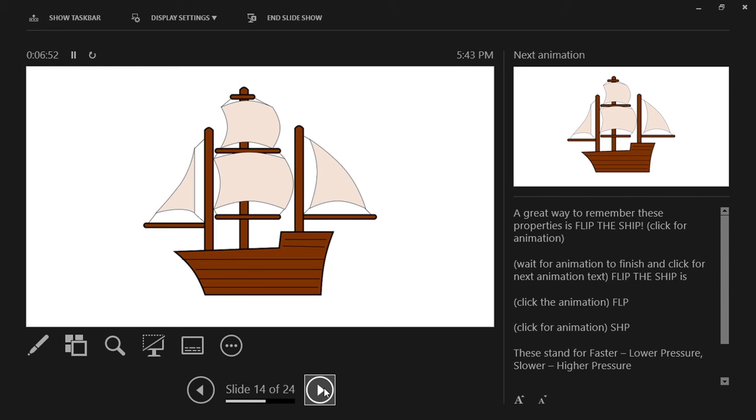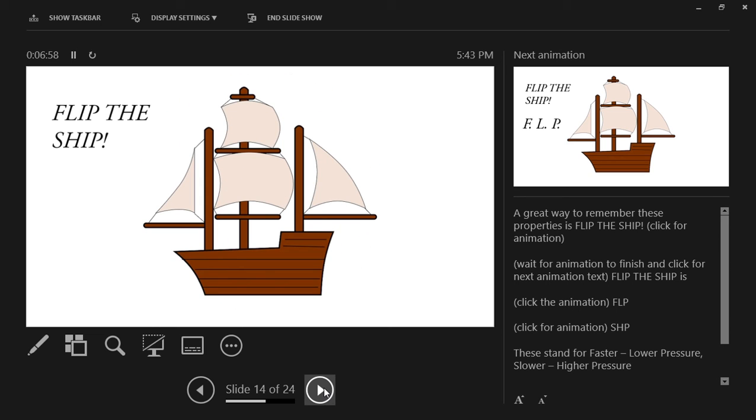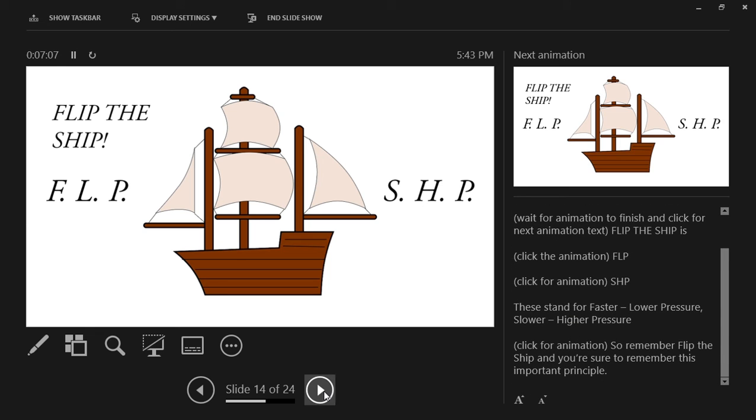A great way to remember these properties is flip the ship. So flip the ship is F-L-P, S-H-P. These stand for faster, lower pressure, and slower, higher pressure. So remember, just flip the ship, and you're sure to remember this important principle.